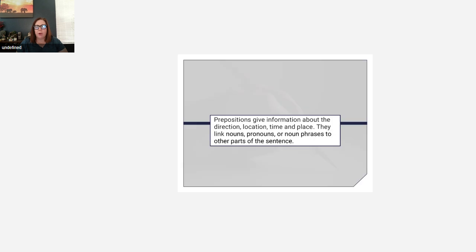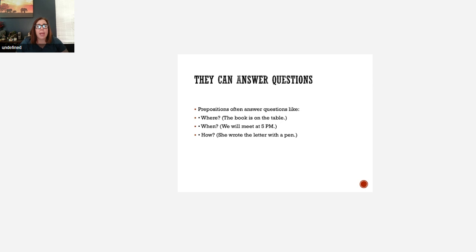So, understanding prepositions. First of all, prepositions give us information about the direction, location, and time and place. And they link, which means connect, our nouns, pronouns, or noun phrases to other parts of the sentence. So they bring everything together. And also, they can answer questions. For example, where? The book is on the table. When? We will meet at 5 p.m. How? She wrote the letter with a pen. So those are just some examples.